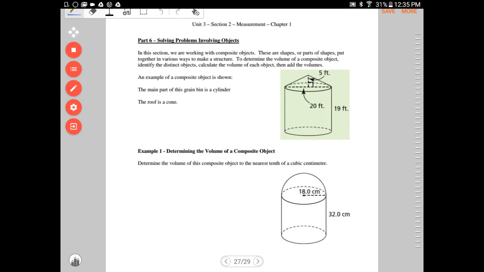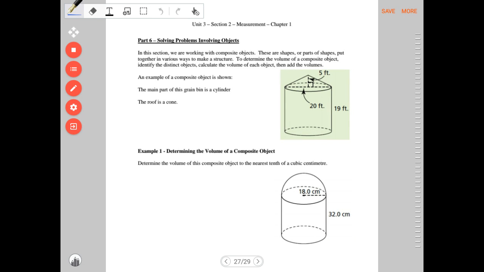Part 6, Solving Problems Involving Objects. In this section, we are working with composite objects. These are shapes or parts of shapes put together in various ways to make a structure. To determine the volume of a composite object, identify the distinct objects, calculate the volume of each object, and then add the volumes. Okay, that's not so bad.